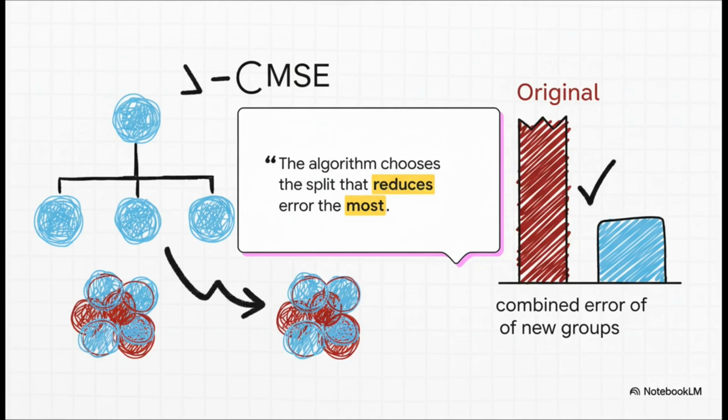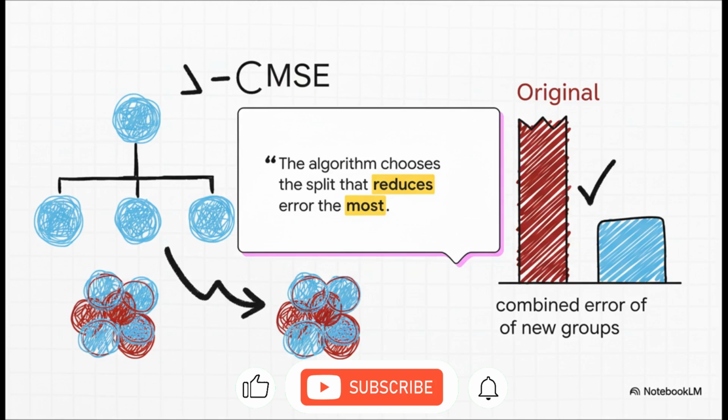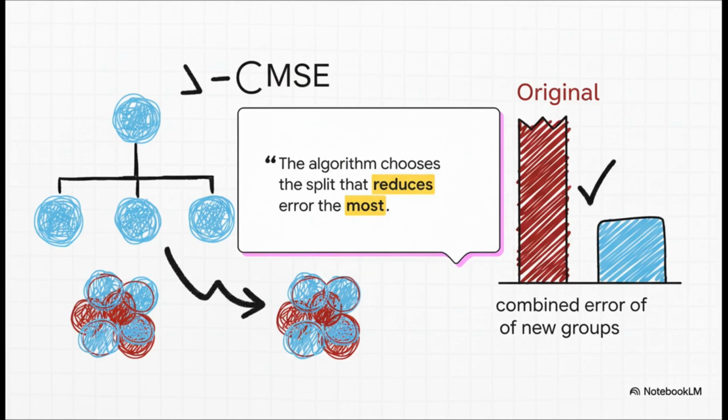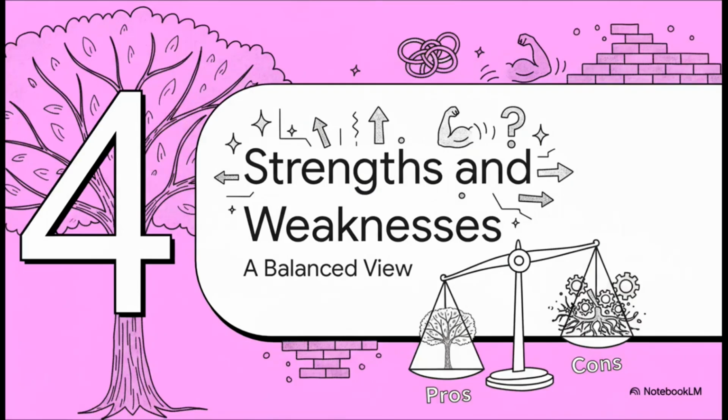So when you see this formula, don't think of it as just math. Think of it as the tree's playbook. This is the rule it follows for every single decision. It calculates the MSE of a group, then it tests out a split and calculates the new MSE for the 2 smaller groups. If the new combined error is lower than what it started with, hey, that was a good split. It checks every possible split and picks the one that drops the error the most. That's the secret sauce.